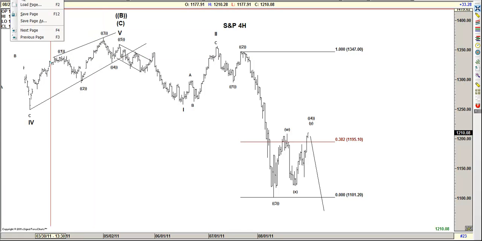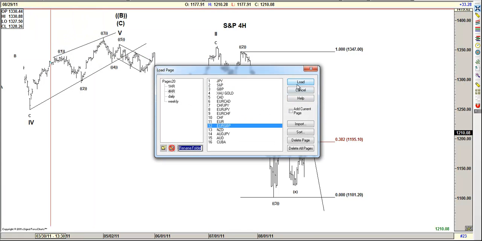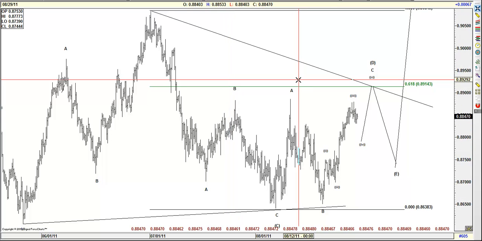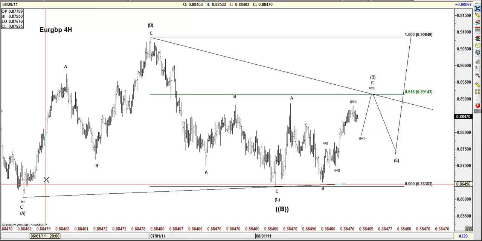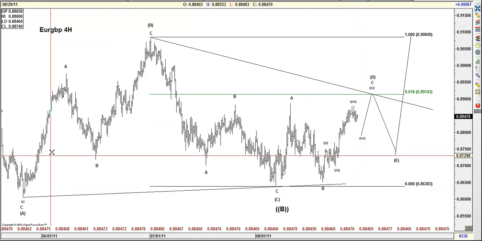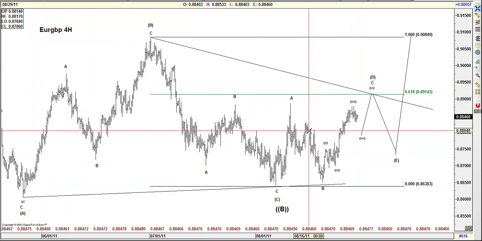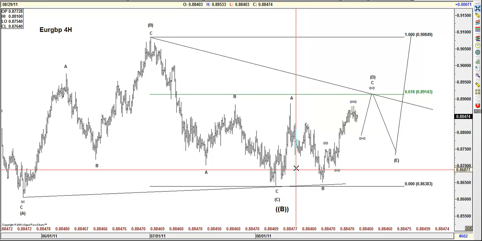Now let's take a look at the euro pound. The euro pound looks like it's also ending a cycle, which is telling me to believe this triangle is the one that is taking me into consideration the daily triangle also on the dollar. Now, why?